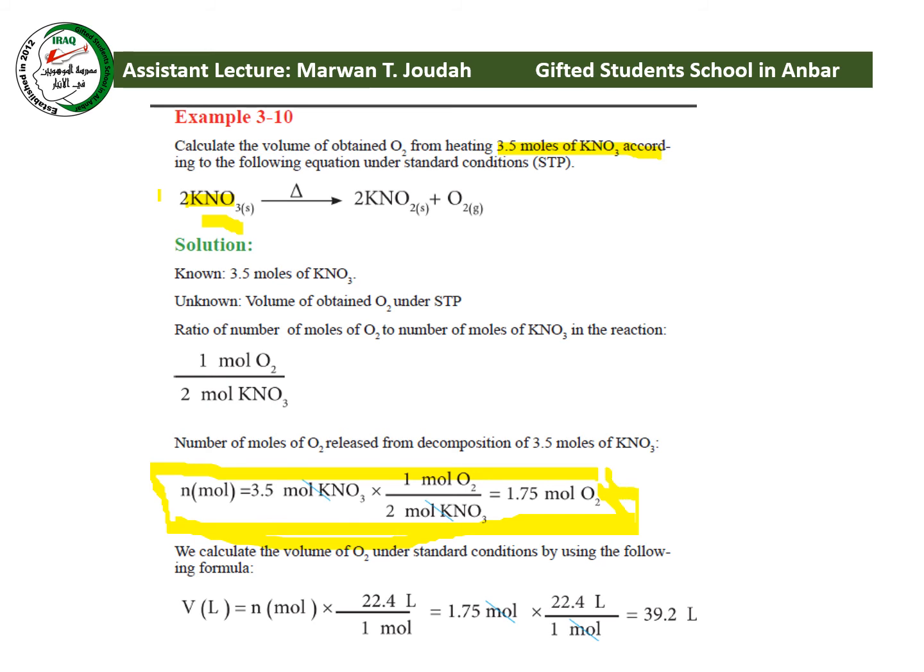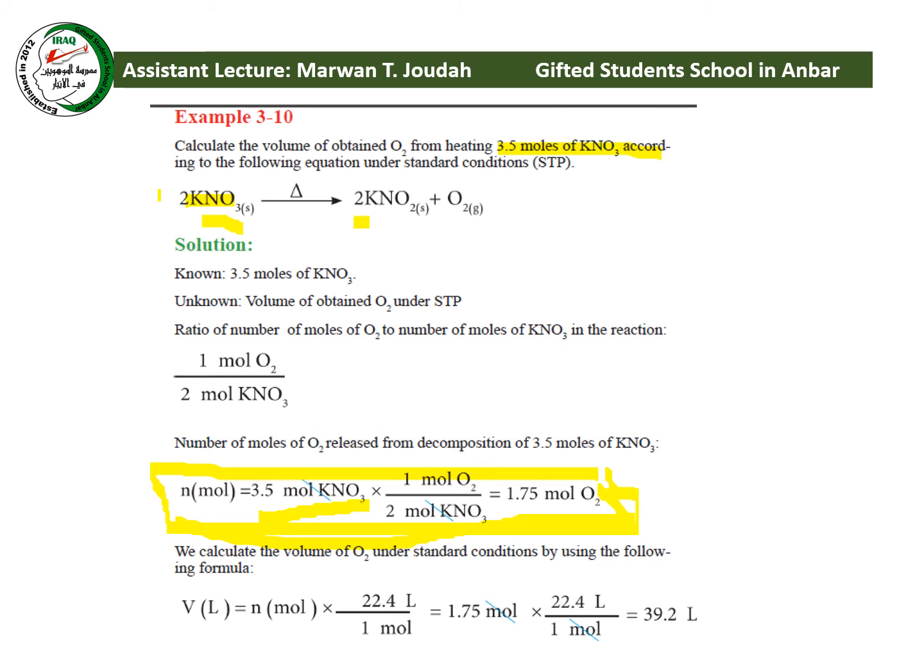The number of moles of the substance is 3.5, the known one, times the number of moles of the missing one, which is 1 mole of oxygen, over the number of moles of the known, which is the KNO3, which is 2 in the equation. So we have 2 moles right here, which gives us 1.75 moles of oxygen. So we have the number of moles of oxygen now.